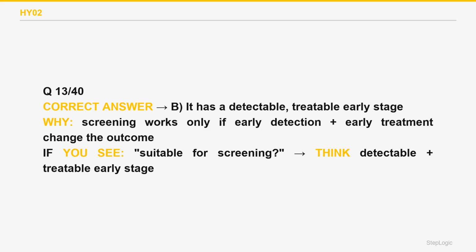If there is no available treatment, detecting the disease early cannot improve the outcome, which undermines the whole point of screening. Choice C wrong. A very rare disease is a poor screening target because low prevalence drives the positive predictive value down and floods the program with false positives. Choice A wrong. A detectable, treatable early stage is what most supports screening.